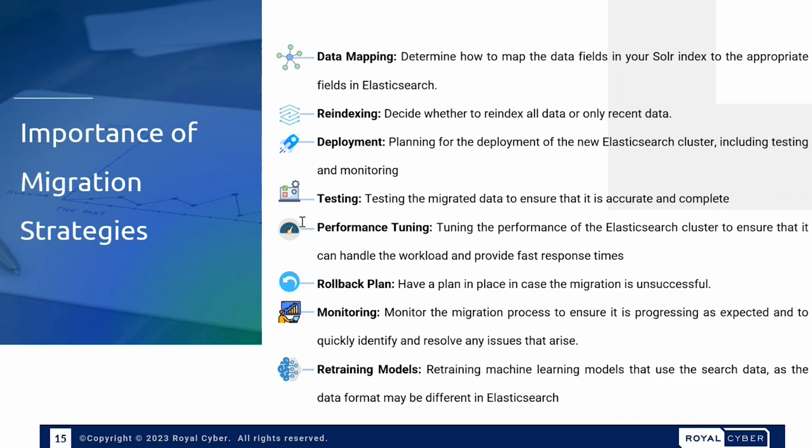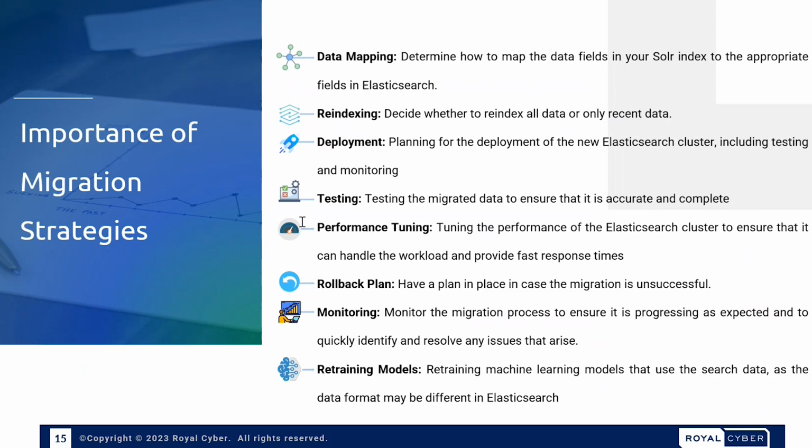Some key considerations for a migration strategy may include data mapping. Determine how to map the data fields in your Solr index to the appropriate fields in Elasticsearch. Re-indexing. Decide whether to re-index all data or only the recent data. Deployment. Planning for deployment of the new Elasticsearch cluster, including testing and monitoring. Testing. Testing the migrated data to ensure that it is accurate and complete. Performance tuning. Tuning the performance of the Elasticsearch cluster to ensure that it can handle the workload and provide fast response times. Rollback plan. Have a plan in place in case the migration is unsuccessful.